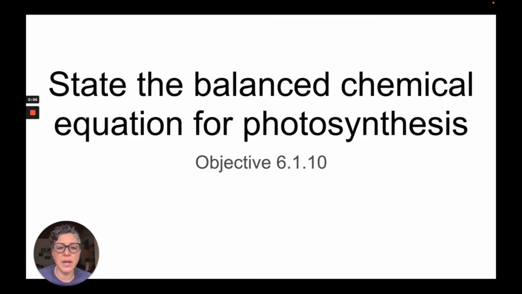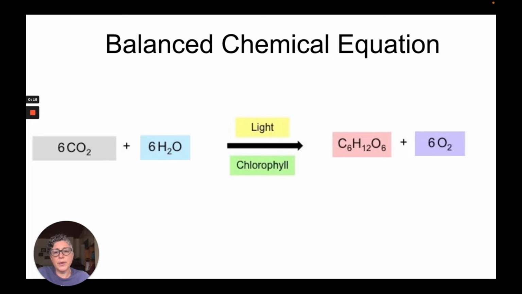This video covers the IGCSE Biology Objective 6.1.10 on the 2025 CAIE syllabus: to state the balanced chemical equation for photosynthesis. So we already know the word equation for photosynthesis. Now let's take a look at the chemical formulas for each of those components. So we have our reactants and our products.